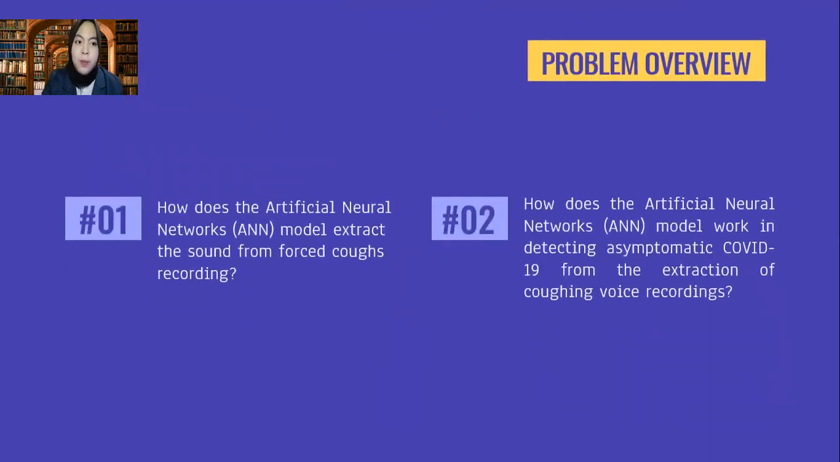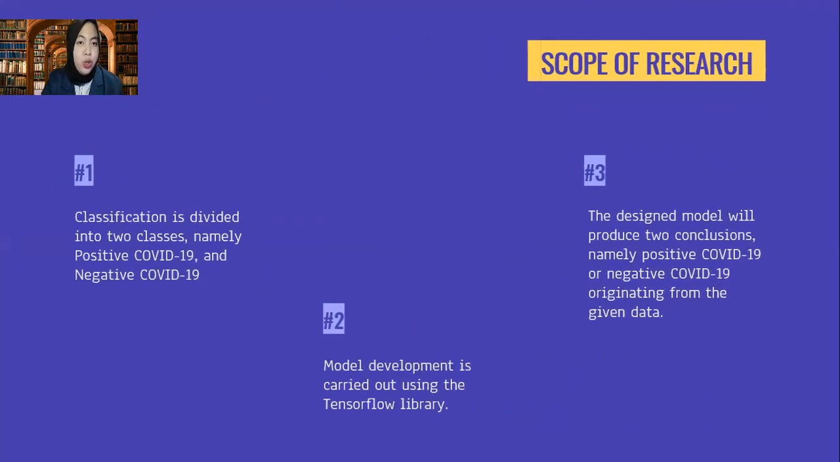So that's why the problem overview for this thesis is, first, how does the artificial neural network model extract the sound from the forced cough recording? And how does the artificial neural network model work in detecting asymptomatic COVID-19 from the extraction of the cough voice recording? The scope of this research is divided into three. First, classification is divided into two classes, namely positive COVID and negative COVID. And the model deployed in this thesis is carried out using the TensorFlow library.